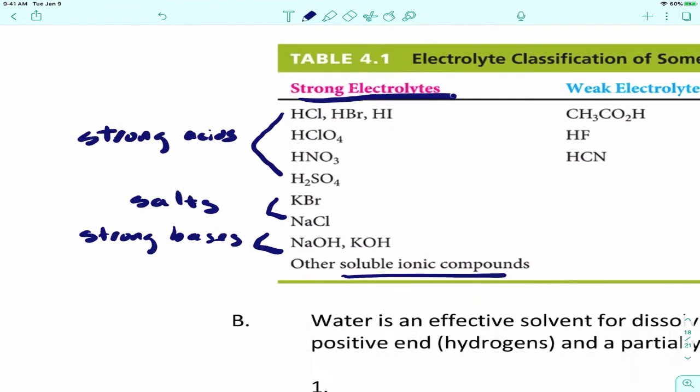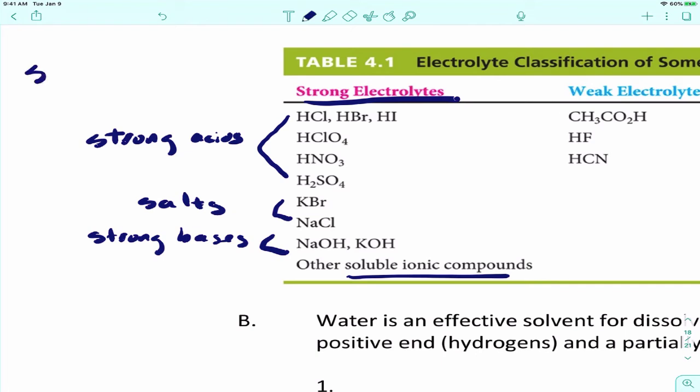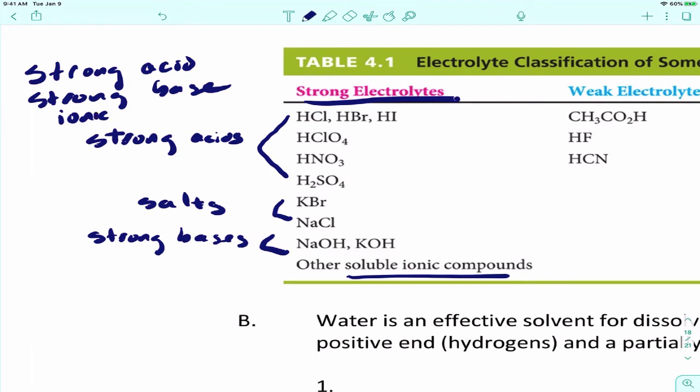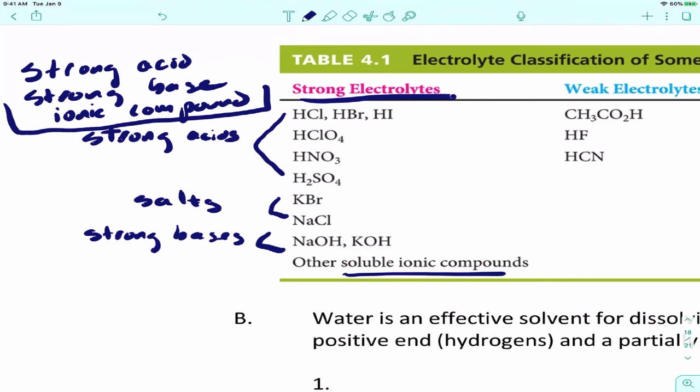So, take-home message. A strong electrolyte means you're going to be dealing with either a strong acid, a strong base, or an ionic compound. Okay, so if you're dealing with an ionic compound, strong acid, strong base, automatically you've got a strong electrolyte. That means that solute is going to completely break apart into ions.